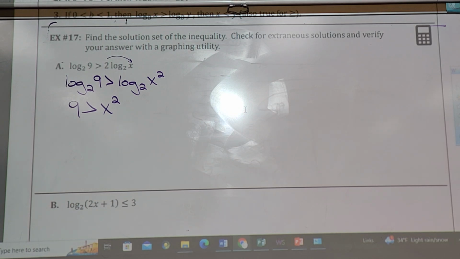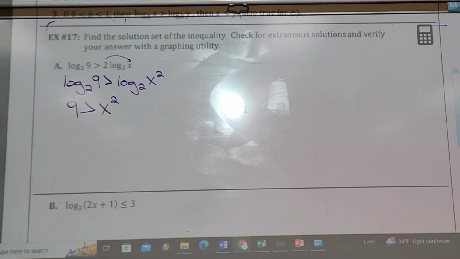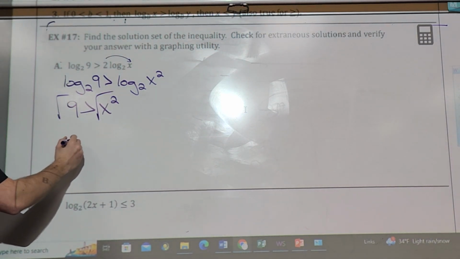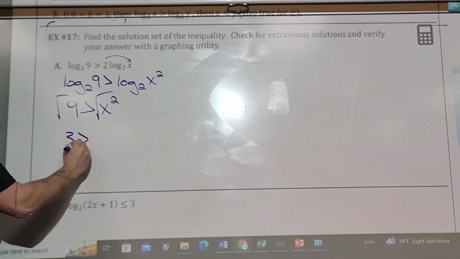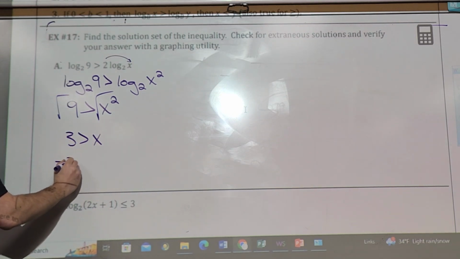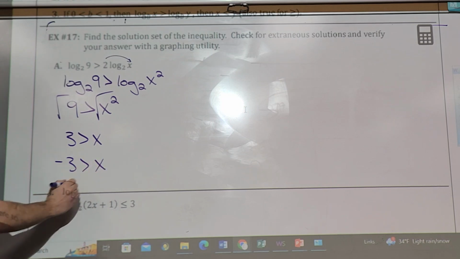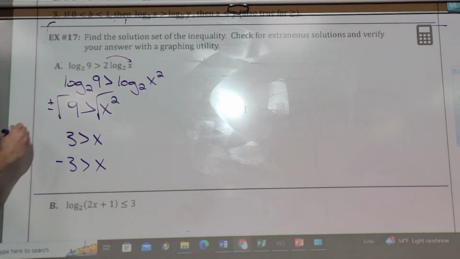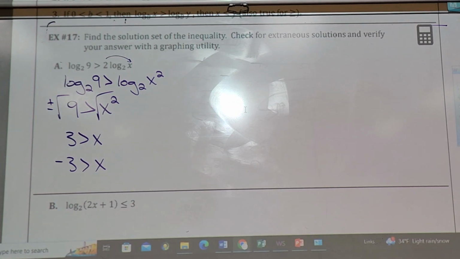What's greater? How do you get rid of x squared? I'm going to square root. So I end up with 3 is greater than x, and I end up with negative 3 is greater than x, right? Because when I square root, I get the plus or minus, right?